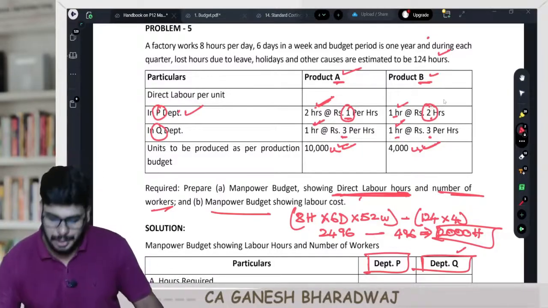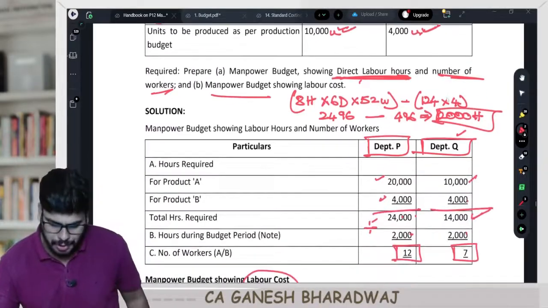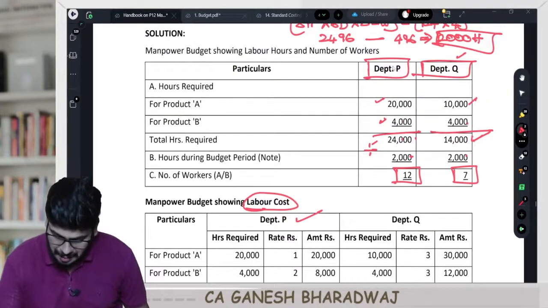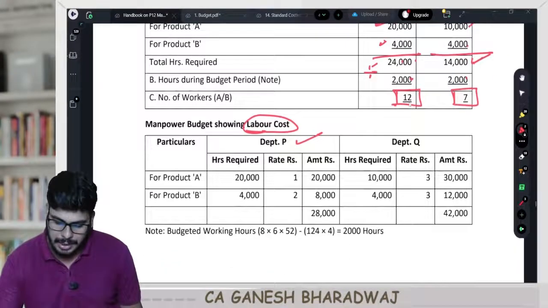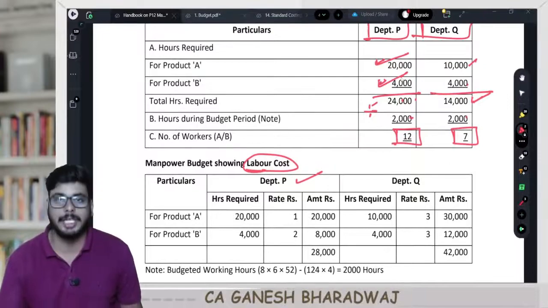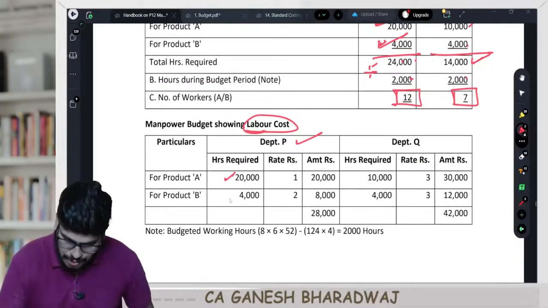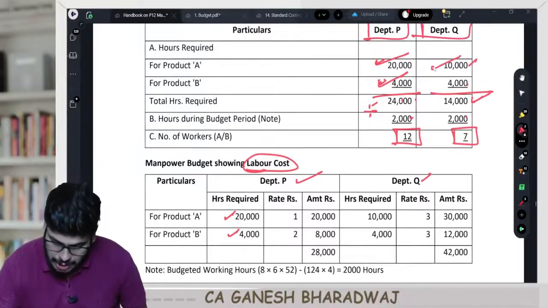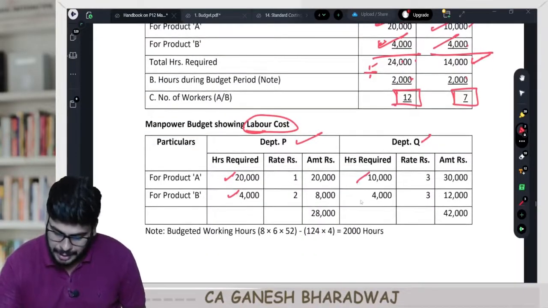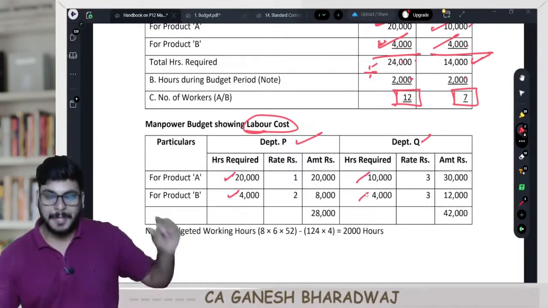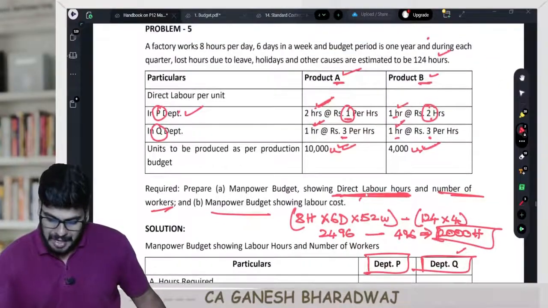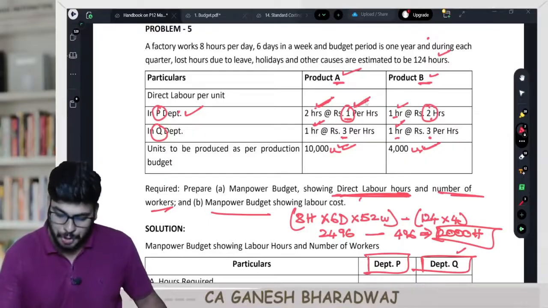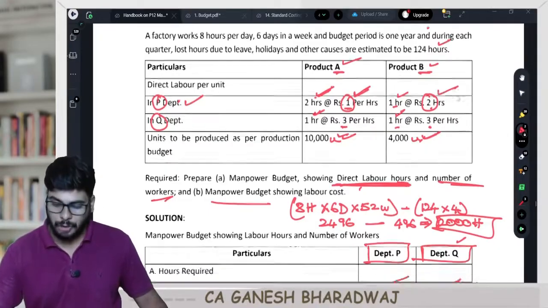So we clearly need to do it accordingly. So how do we do it? Very simple. In department P, we just found out that I need 20,000 hours in total for producing A and 4,000 hours for producing B. Similarly, in department Q, I need 10,000 hours for A and 4,000 hours for B. Now, in department P, for every hour I work on product A, I incur a cost of how much? 1 rupee. Whereas if I'm working on product B, I incur a cost of 2 rupees respectively.